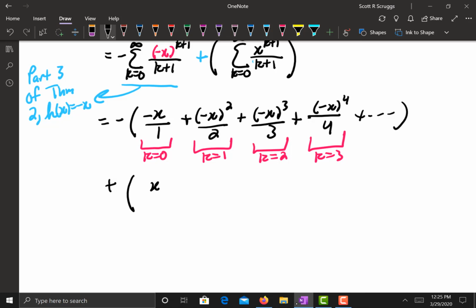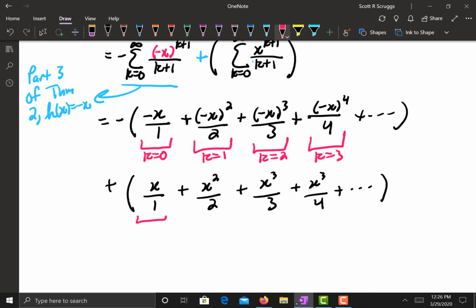Plus, now my second sum, and I'm repeating the same pattern, plugging in 0, plugging in 1, plugging in 2, plugging in 3, dot dot dot. So here is k equals 0, k equals 1, k equals 2, k equals 3, and so on and so forth.